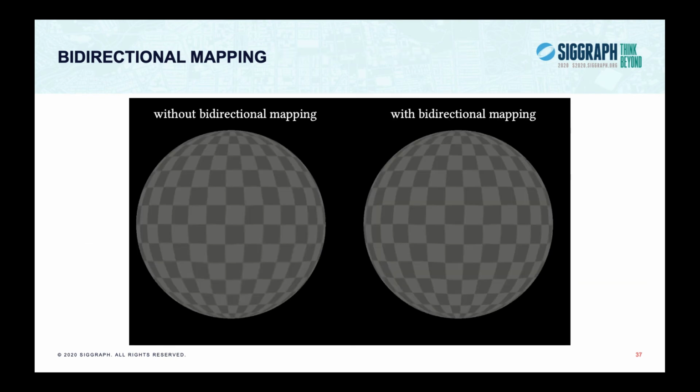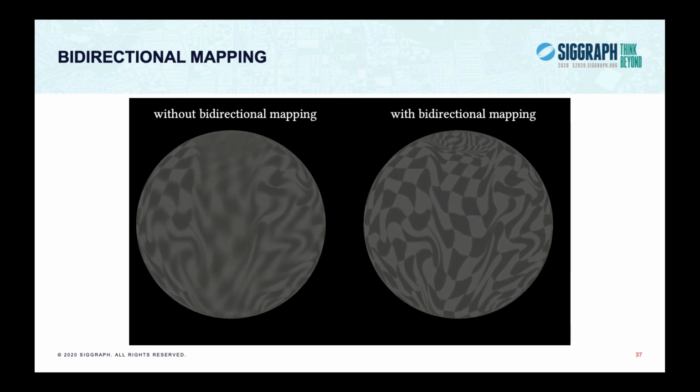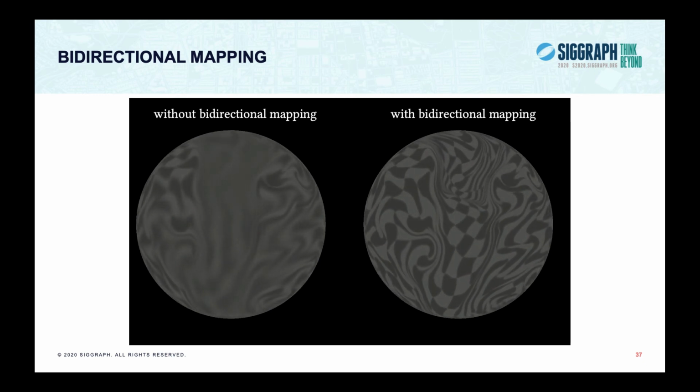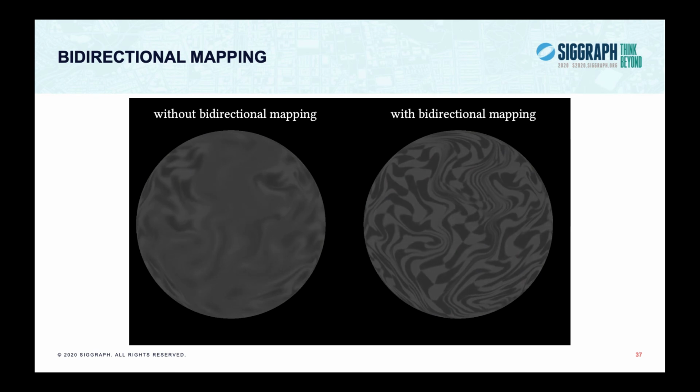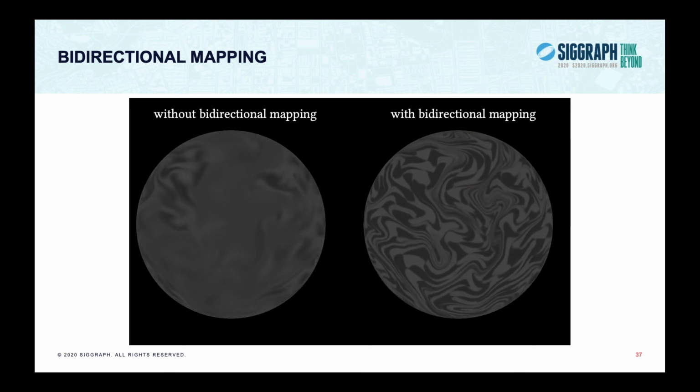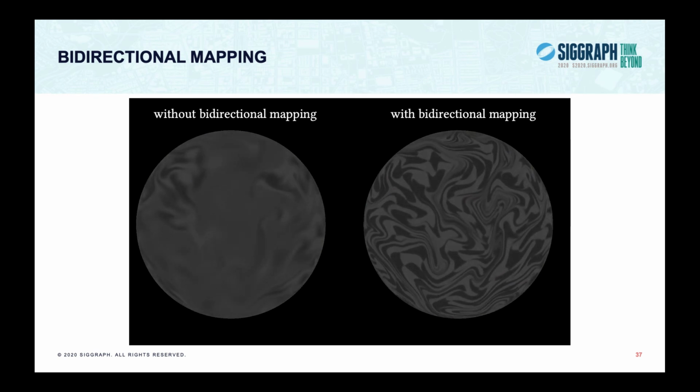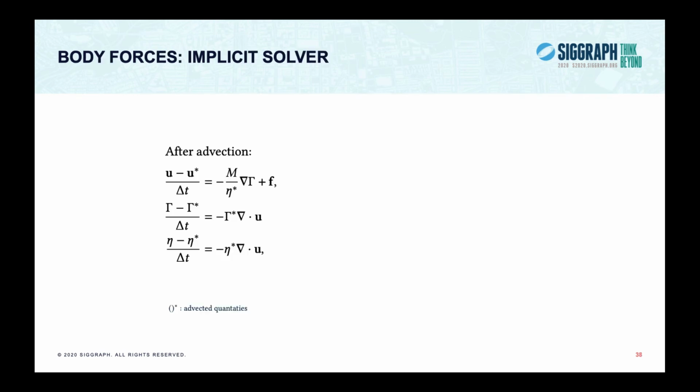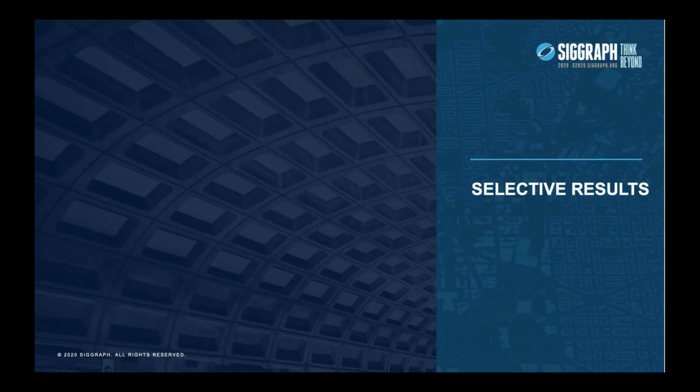Without bidirectional mapping on the left, the textures are quickly blurred and become uninteresting. In contrast, on the right-hand side with our bidirectional mapping, the textures remain sharp with more vibrant fluid dynamics. Now that we are done with advection, the body forces are applied with a single time step update. The quantities with an asterisk are the advected quantities. We can combine the first two equations into one equation for gamma, which can be expressed as a sparse matrix and solved with a conjugate gradient method.